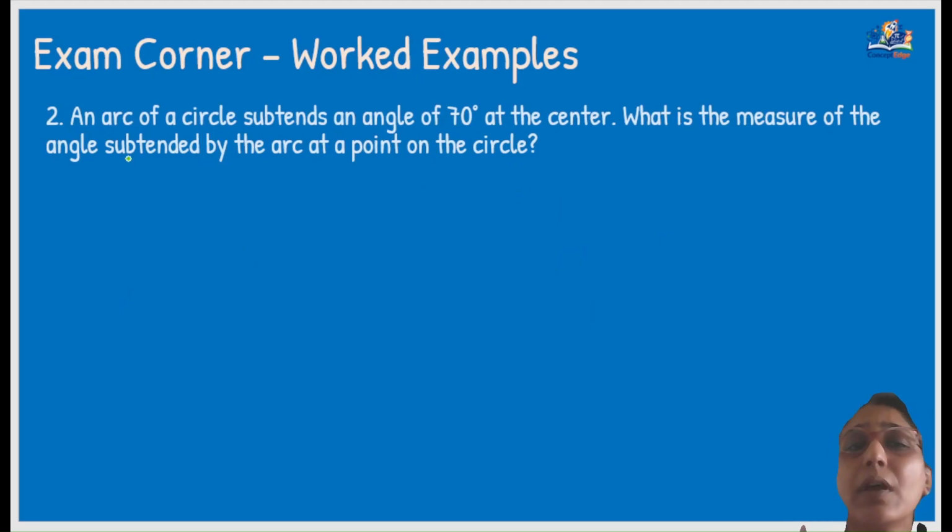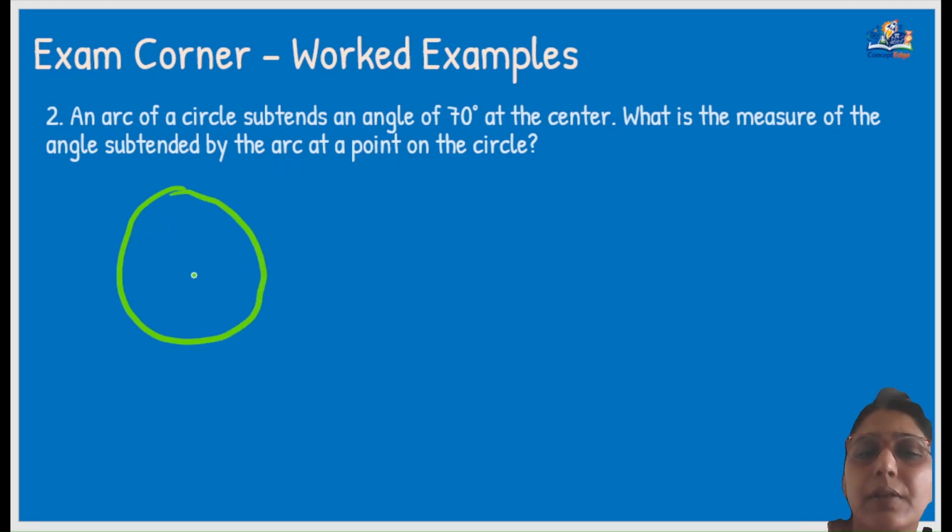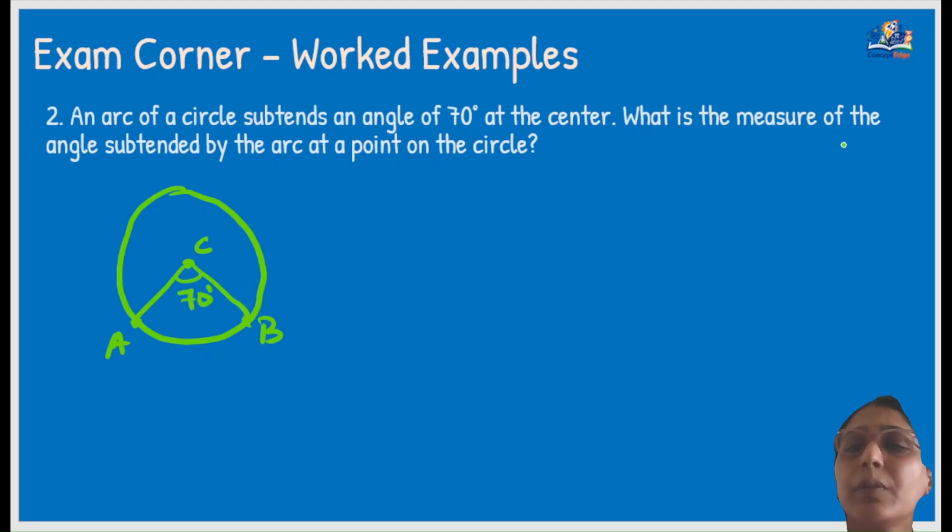Okay. Now an arc of a circle subtends an angle of 70 degrees at the center. So I'll quickly make a circle. This is the center. If I think about the arc AB, this subtends an angle of 70 degrees over here at the center. What is the measure of the angle subtended by the arc at a point on the circle? So here it will make the angle, and we need to find this.